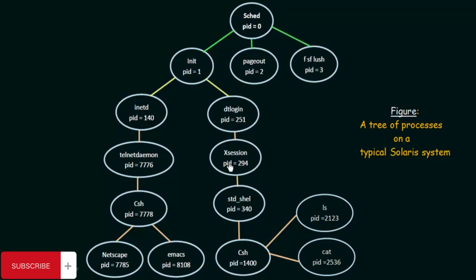And in the same way, this Xsession is the child of this dtlogin, sdt_shel is the child of Xsession, and the C shell is the child of sdt_shel, and these two others are children of this. So this is how a typical tree of processes looks like on a Solaris system.